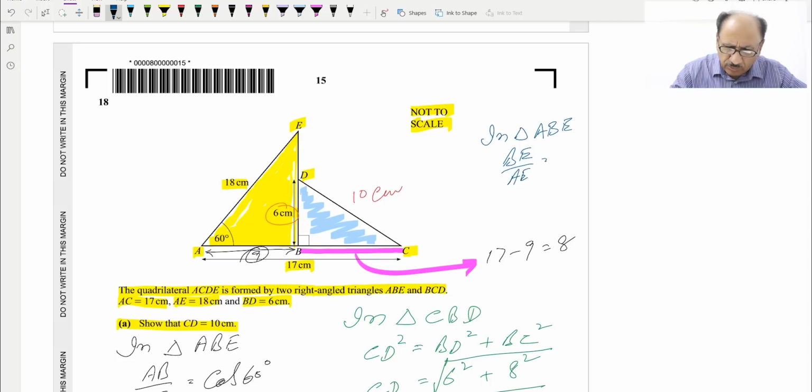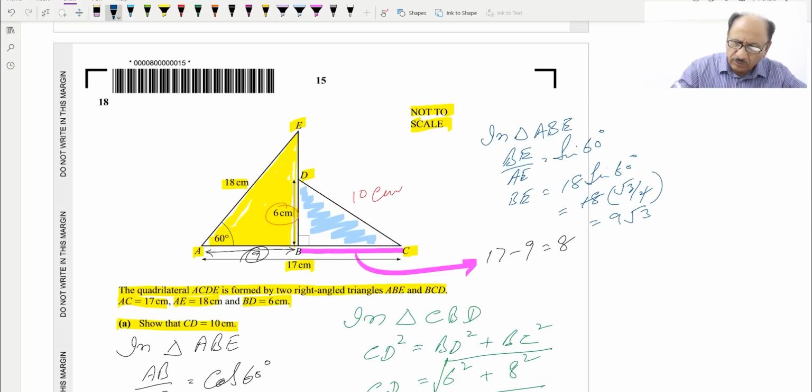BE over AE will be equal to sine of 60 degrees, and AE is 18. So BE will be equal to 18 sine of 60 degrees, and sine 60 is root 3 by 2. So this will be 18 into root 3 by 2. The 2 will cancel, so 9 root 3. This will be our EB value, EB or BE.